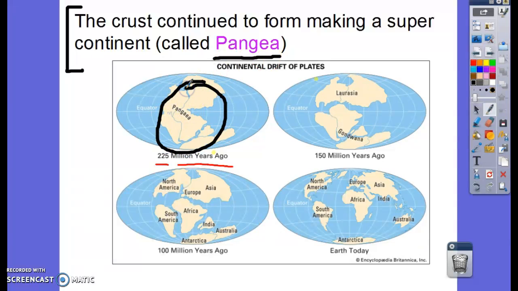This is 225 million years ago. When did the Earth form? 4.6 billion. This is million, okay? So this is pretty recently. And then notice they split apart more, and then today we have separate continents, okay? So Pangaea was the name of the continents that all ended up smushed together. You guys will be learning more about that later.